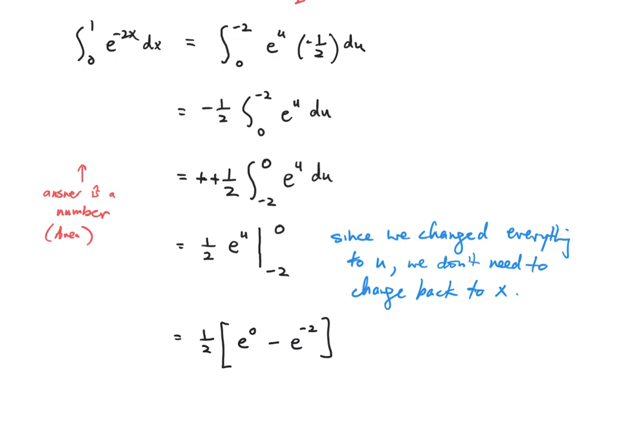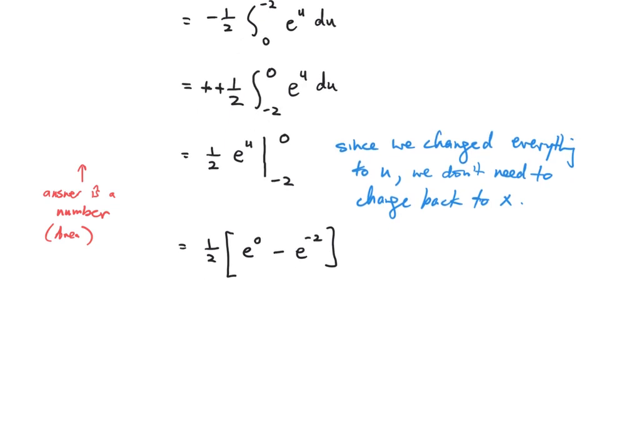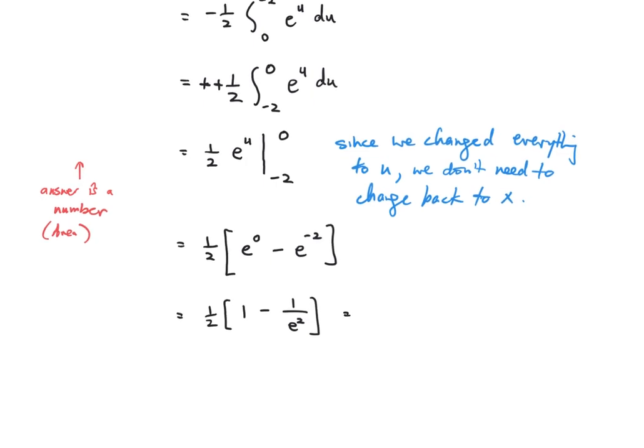So just to finish this off, we're going to have 1/2 times (e to the 0, which is just 1, minus 1 over e squared). Simplifying, we get 1/2 minus 1 over 2e squared. And that will be our final answer.